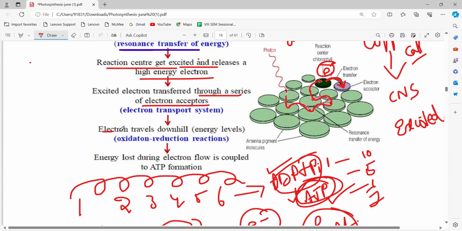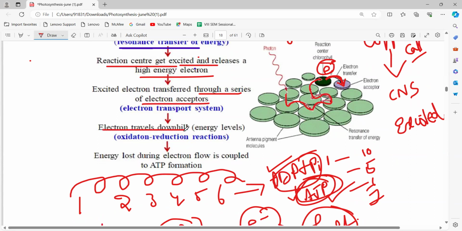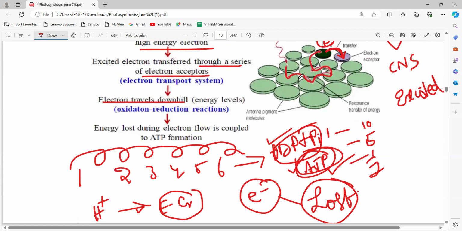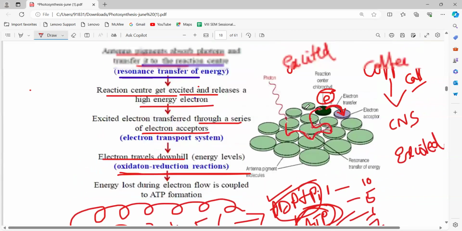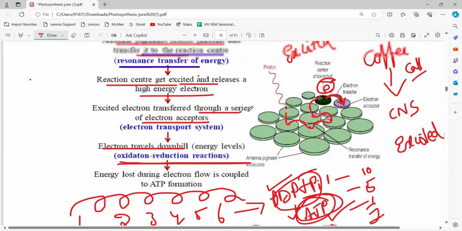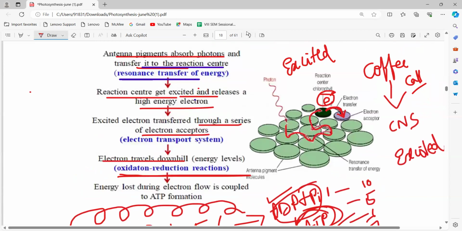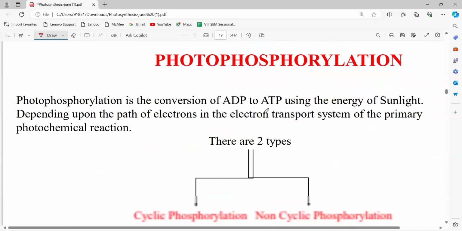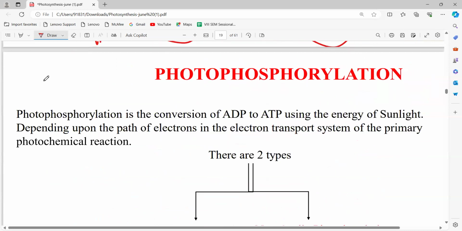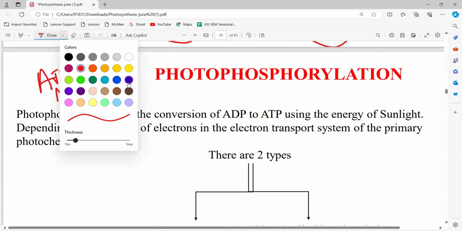Now always remember, electrons always travel downhill. So where one is gaining the electron, one is losing the electron. That's why we can say oxidation reduction reactions. Don't get confused with that. Now let's understand the same concept more elaborately. What is our goal? Our goal is to produce ATP, to produce NADPH. Okay, I don't want any one of you to make mistakes.